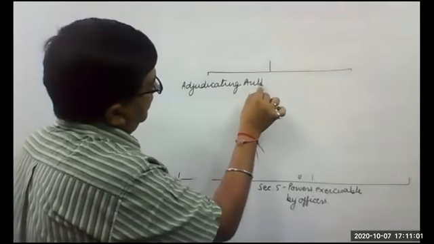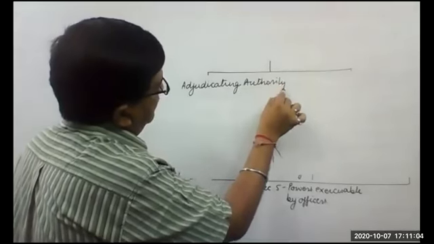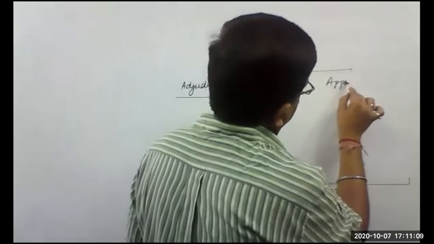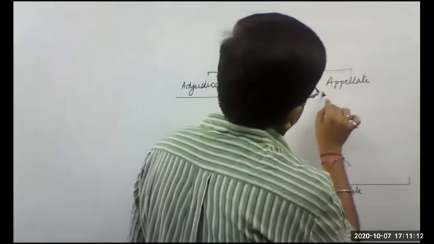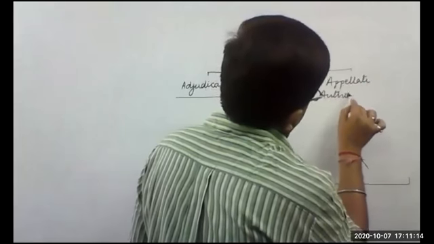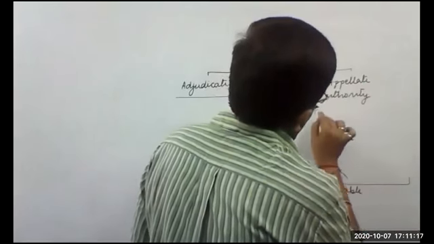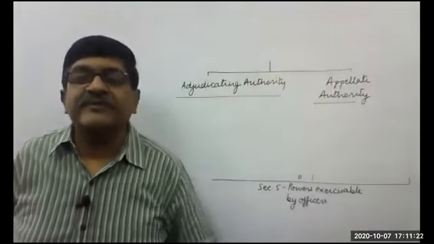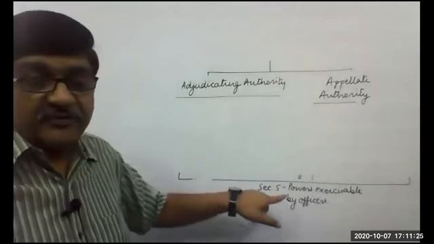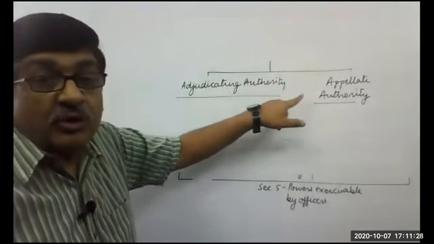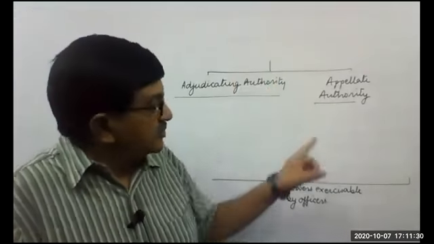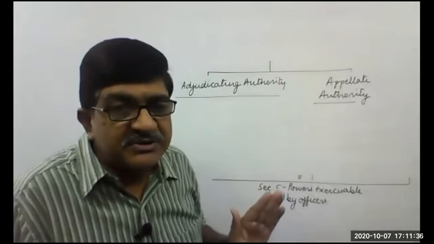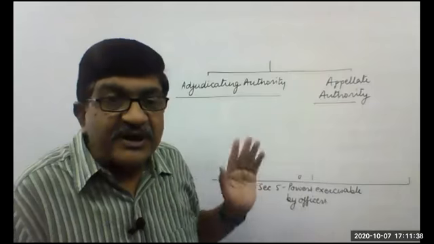Adjudicating authority and appellate authority. Or you can simply write commissioner appeals. Because here we are talking about the power of officers. So in this category, we will not talk about the appellate tribunal. In this, we are talking about only the commissioner appeal. What are his powers? Section 5 gives that very clearly.